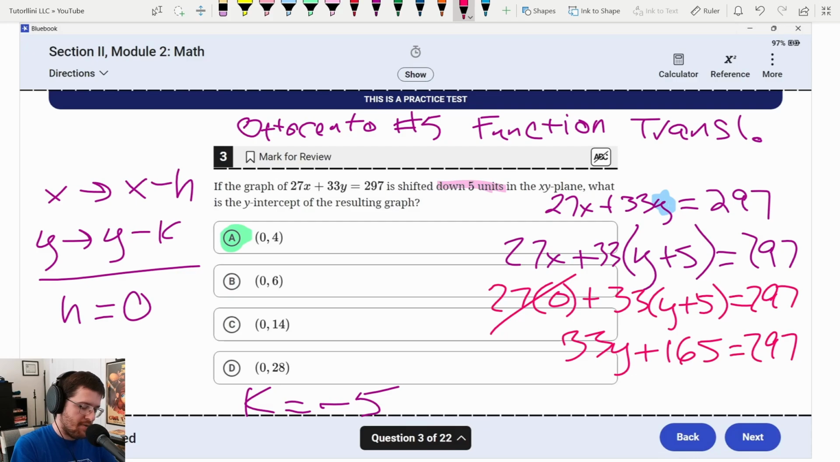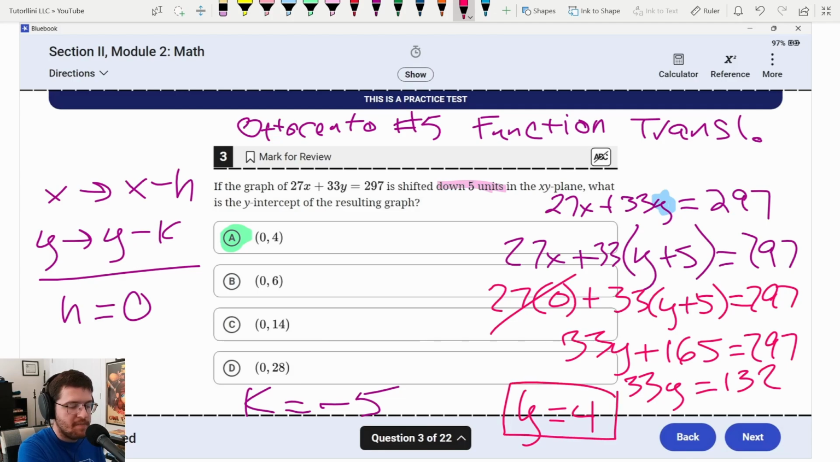So I subtract 165 from both sides. I get 33y equals 132. And then I divide both sides by 33. And I get y equals 4, which is what we got earlier as well.